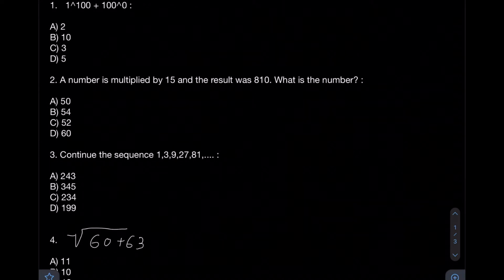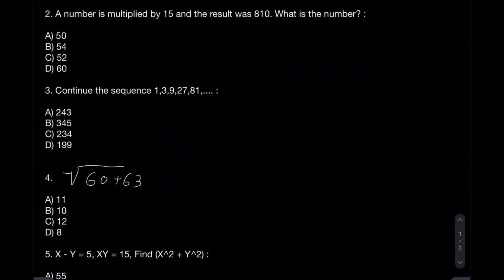Alright, so for question number 1, we are over here. 1 to the power of 100 plus 100 to the power of 0. This is a very simple, straightforward question. 1 to the power of any number is always going to be 1. And any number, so x to the power of 0, will always be 1. So this is 1, and 1 plus 1 is 2.